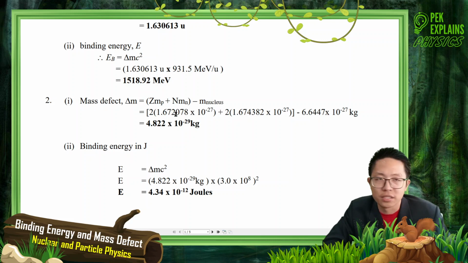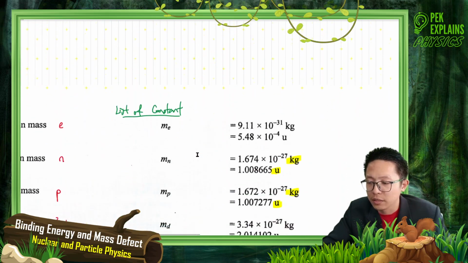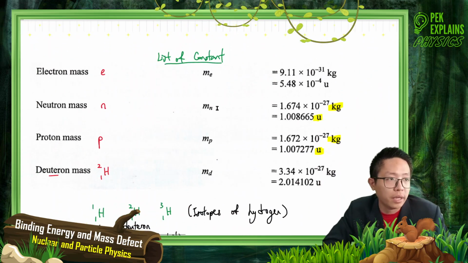This is not from the list of constants. The mass of proton and mass of neutron also use 1.674382 and so on, so this is not from the list. Our list of constants only has 3 decimal places. If you look here, our list of constants only has 3 decimal places.